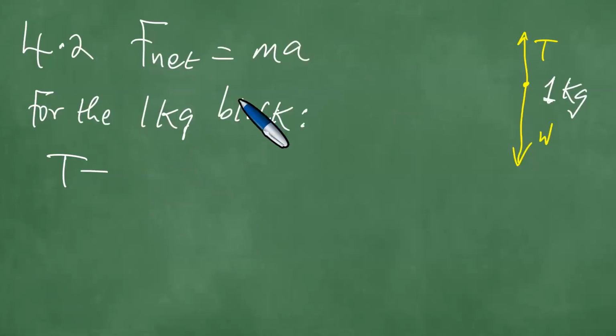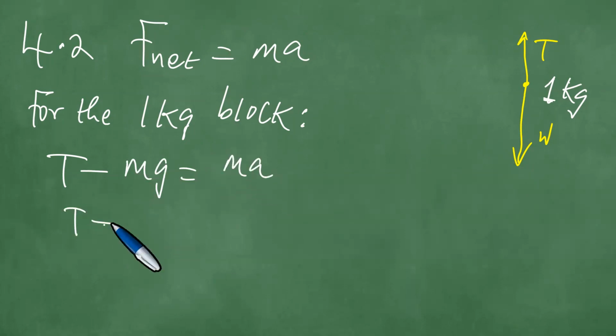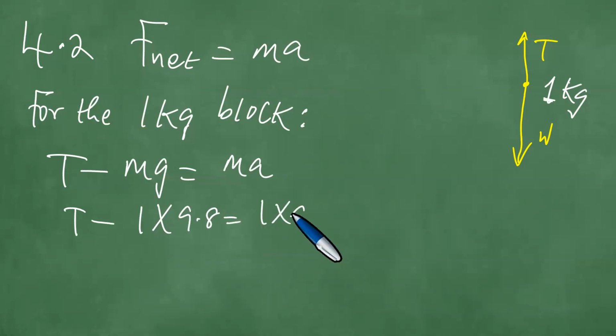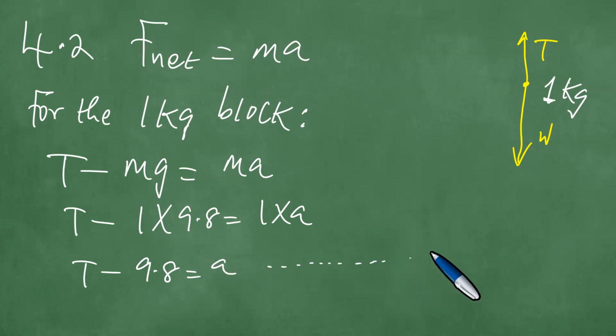So it is the tension minus the weight, which is MA. Tension minus 1 times 9.8 equals 1 times acceleration: T minus 9.8 equals acceleration. So let's call this one equation 1.